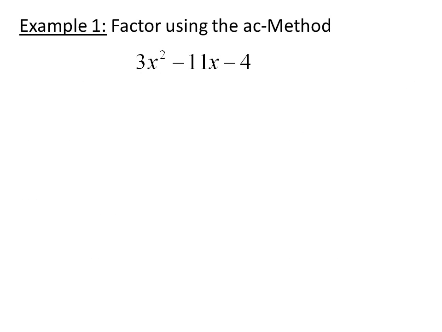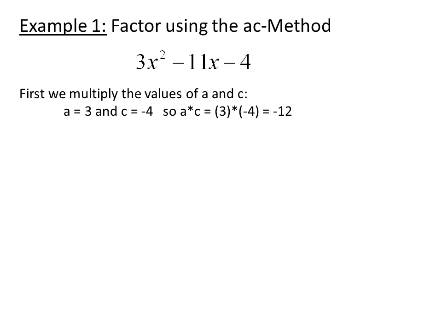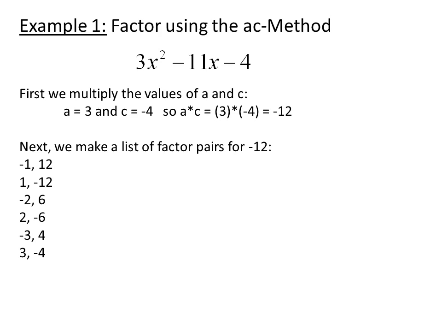Example, we want to use the AC method to factor 3x squared minus 11x minus 4. First, we multiply the values of a and c. In this example, a is 3 and c is negative 4. So a times c will be 3 times negative 4, which is negative 12. We need to make a list of factor pairs for negative 12, which are all of the pairs of numbers that multiply to make negative 12. And some of those are negative 1 times 12, 1 times negative 12, negative 2 times 6, 2 times negative 6, negative 3 times 4, and 3 times negative 4.